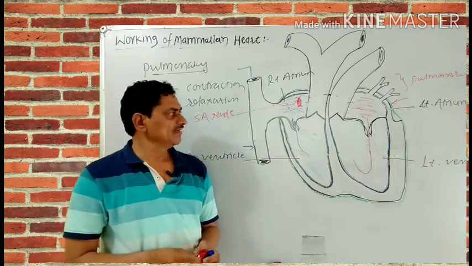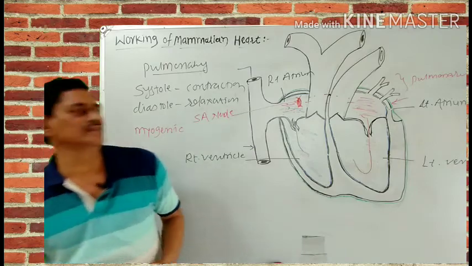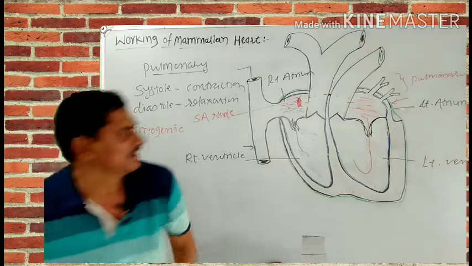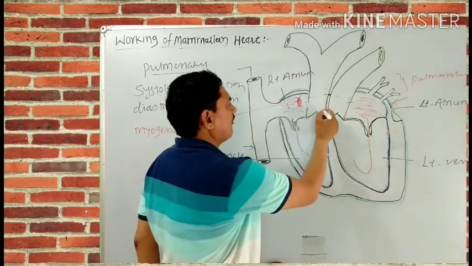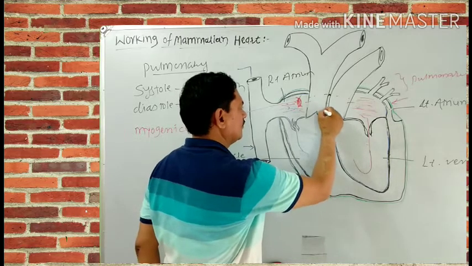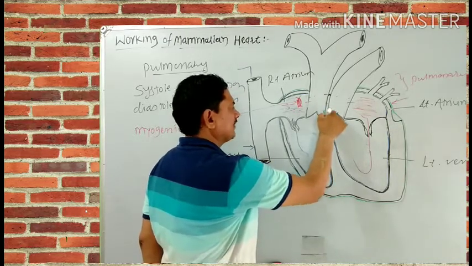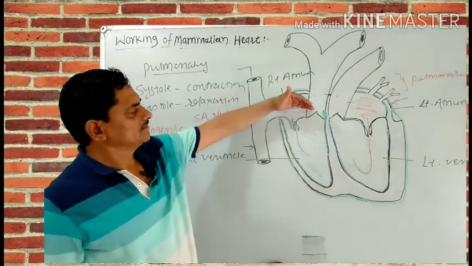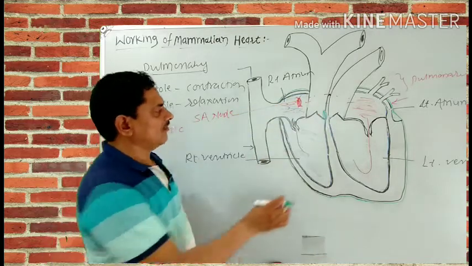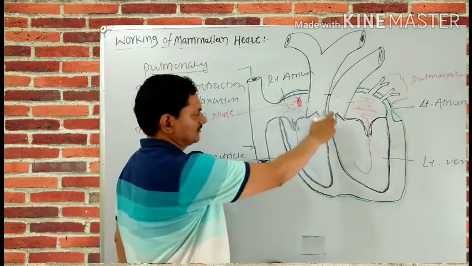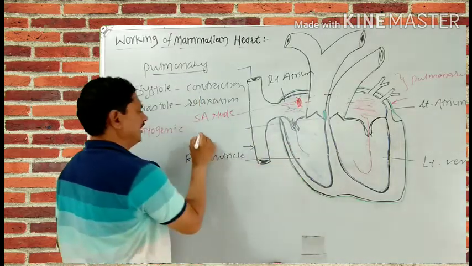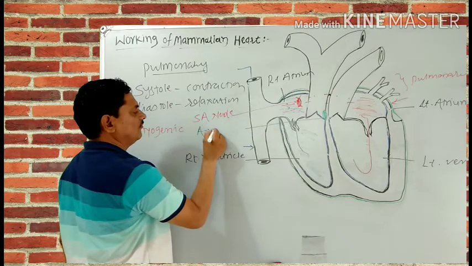Then there is another nodal tissue present here, at the bottom of the interauricular septum, at the junction of the interventricular and interauricular septum. Therefore this one is called the AV node, the auriculoventricular node.